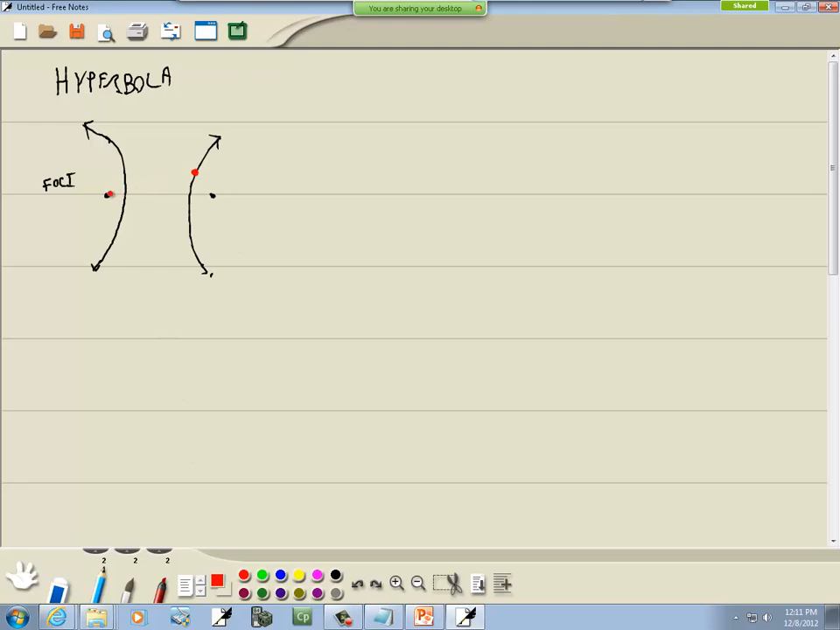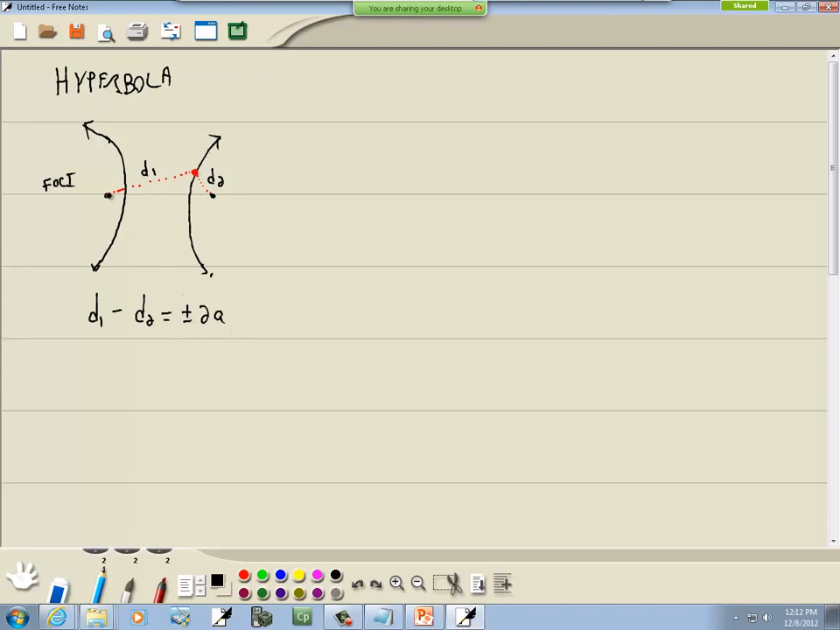If I look at any point on my graph, this distance here and this distance here, let's say this is D1 and this is D2. If I subtract them, then it's going to equal plus or minus 2a. Of course, the plus or minus depends upon which one you subtract from which. D2 minus D1 will give you a negative. Still the same value, but just a negative version of it.